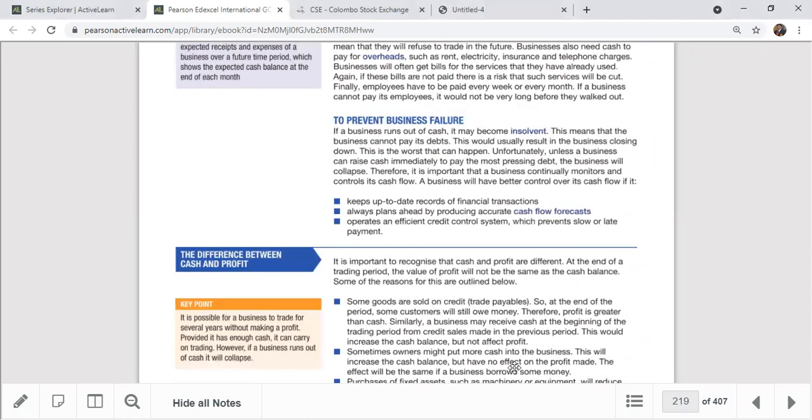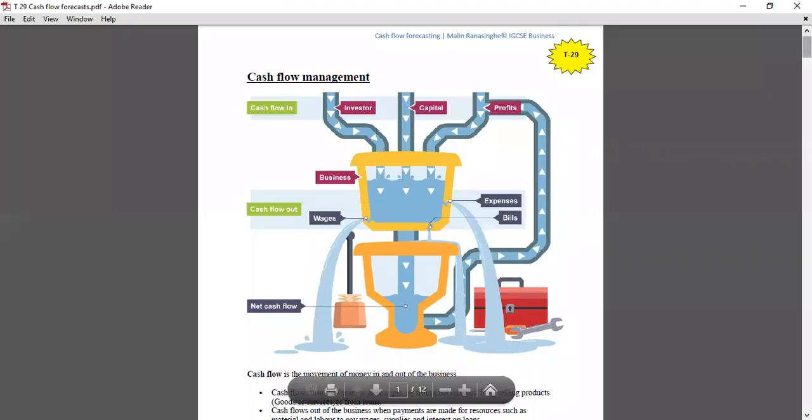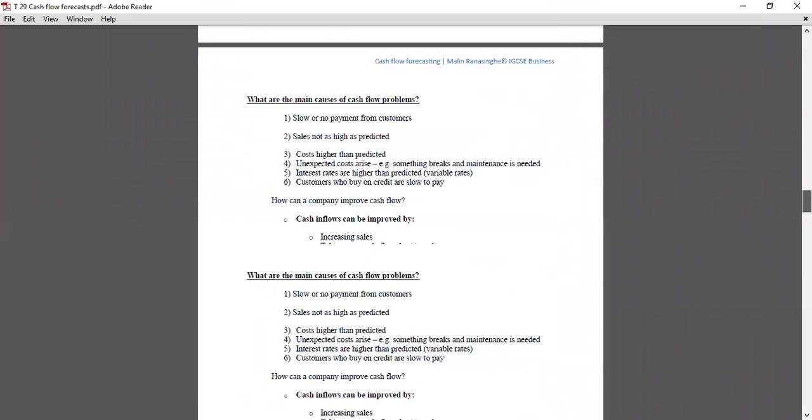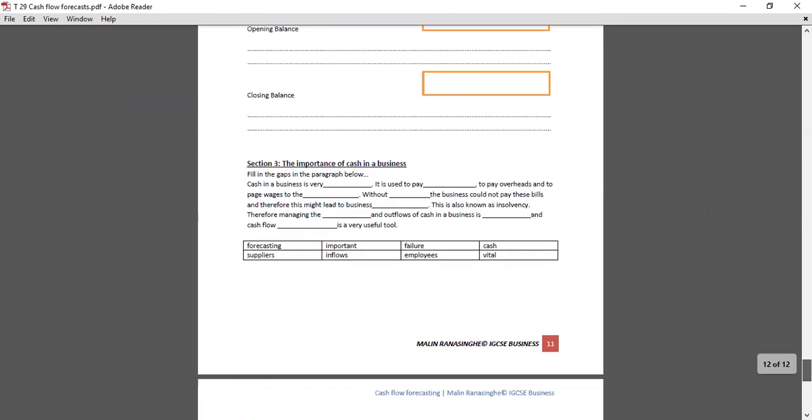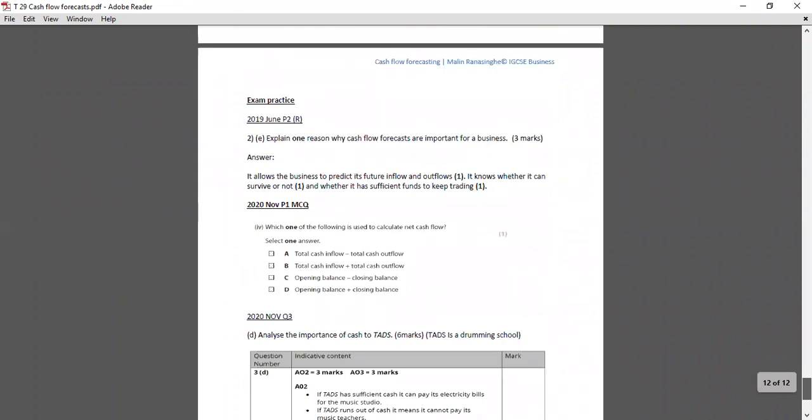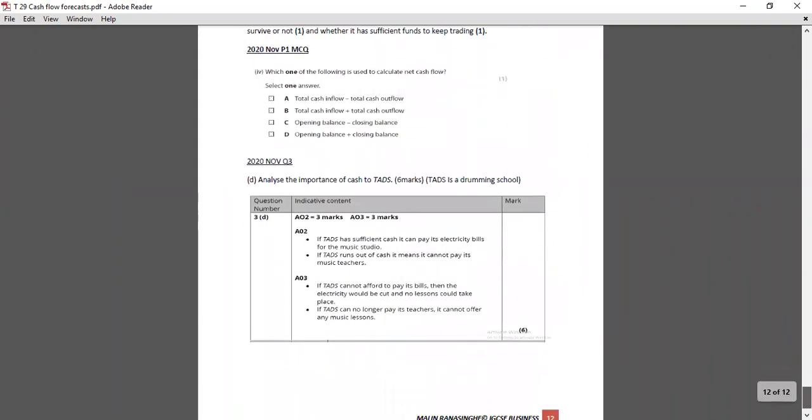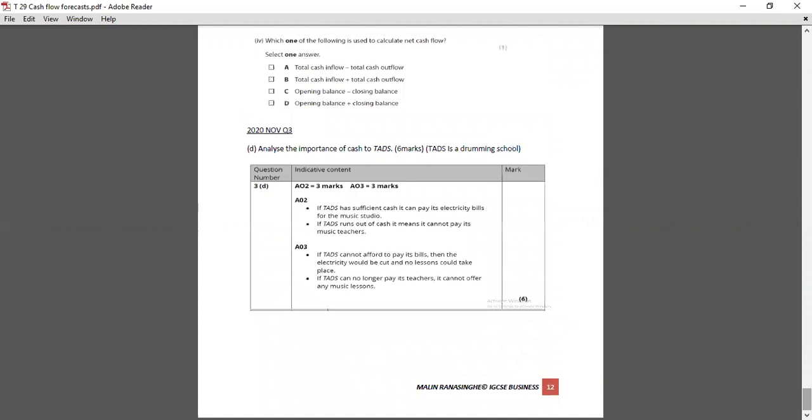I would like to show some past paper questions right now. If you go to my handout, go to the last page of the handout. You can see the question from 2020 November, a very recent paper. They're asking, analyze the importance of cash to TADS. A 6-mark question came from this section that we discussed.